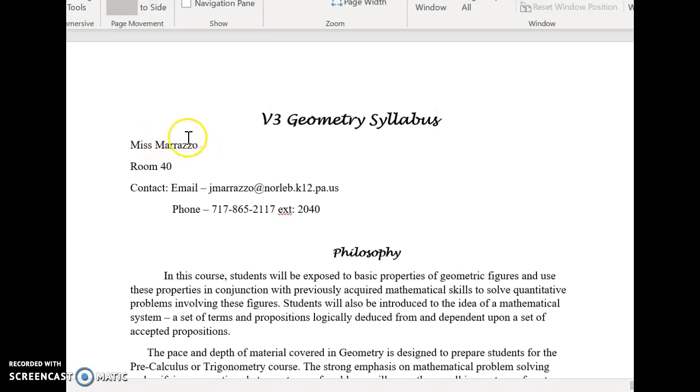And then I should have a subheading right here that says my contact information, which just has my name, my room in the high school, where I'm located, in case some of them have it as an after school class, some of them are full online students. So if they come into the high school, they would know where to find me, my email, and then my phone number with my extension. So I probably should have contact info up here as a second heading.